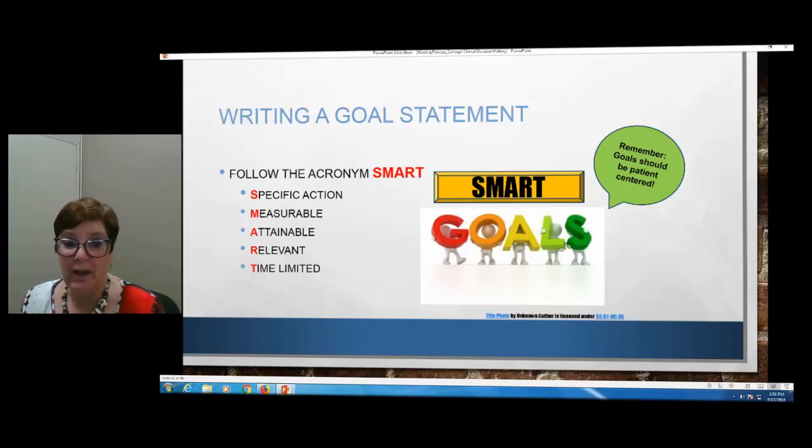Measurable means what it says. We should be able to measure that progress. It's not going to be something like facilitate or the nurse will assist. It's going to be something that the patient can do or the nurse can do, something that can be done that is measurable. For instance, with our patient that we've talked about in the previous presentations with the pneumonia, we've now decided that that was pneumonia.